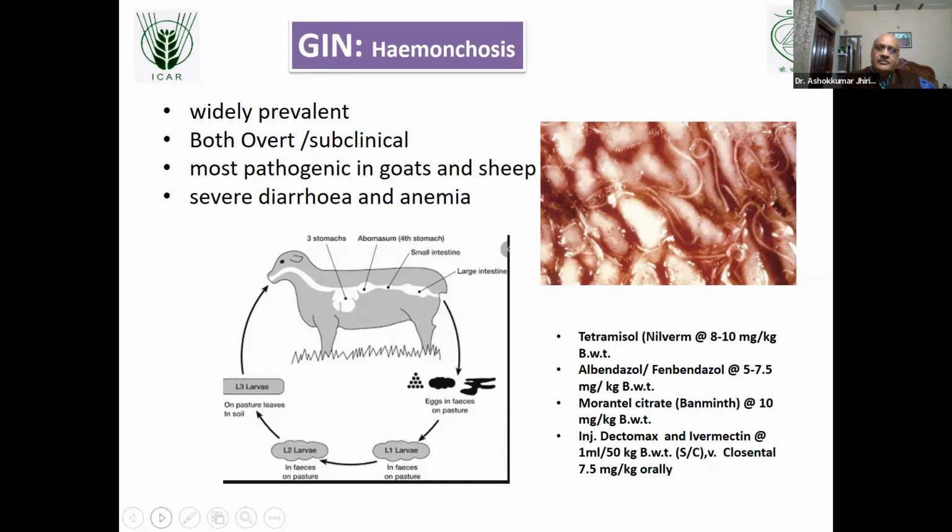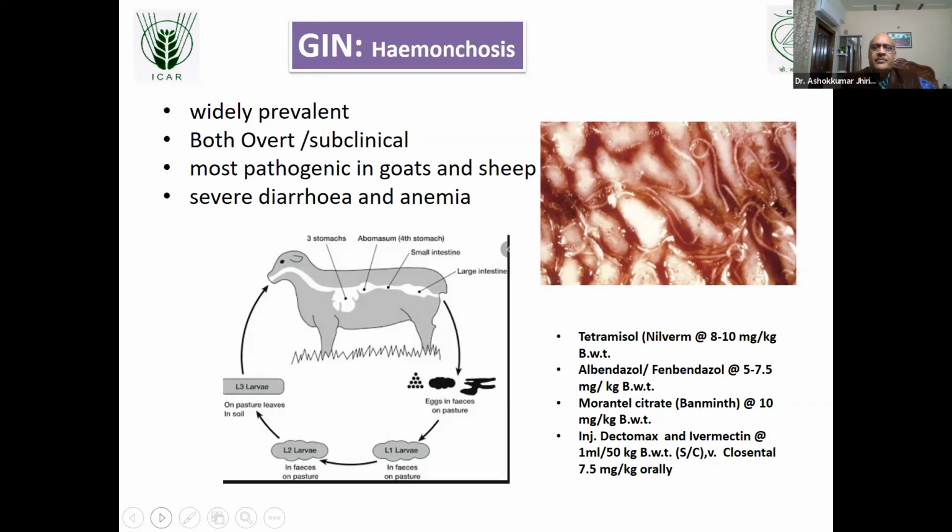It has a direct life cycle, meaning the eggs are in the grazing area or in the premises, and the animals directly take the infective stage, that is the third stage larvae, and get the infection. So it is very important to identify this infection periodically in the animals. There are different options for the management of Haemonchus contortus infection in sheep and goats: tetramisole, albendazole, moxidectin, or doramectin, I would say ivermectin. They are all effective and they eliminate the parasites.